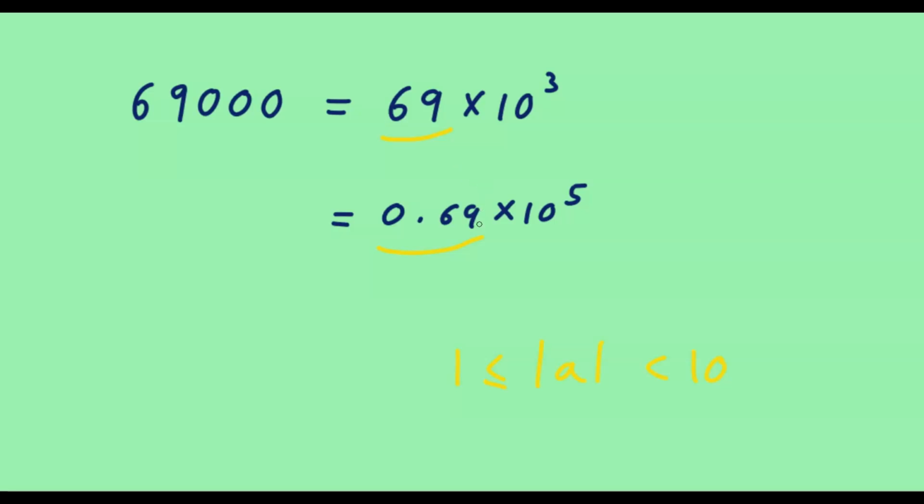If we consider the next one, we have 0.69. The first non-zero digit is 6, and so if we wanted to place the decimal point right after that, it should have been over here. However, the decimal point is over here. So this is also not in scientific notation.